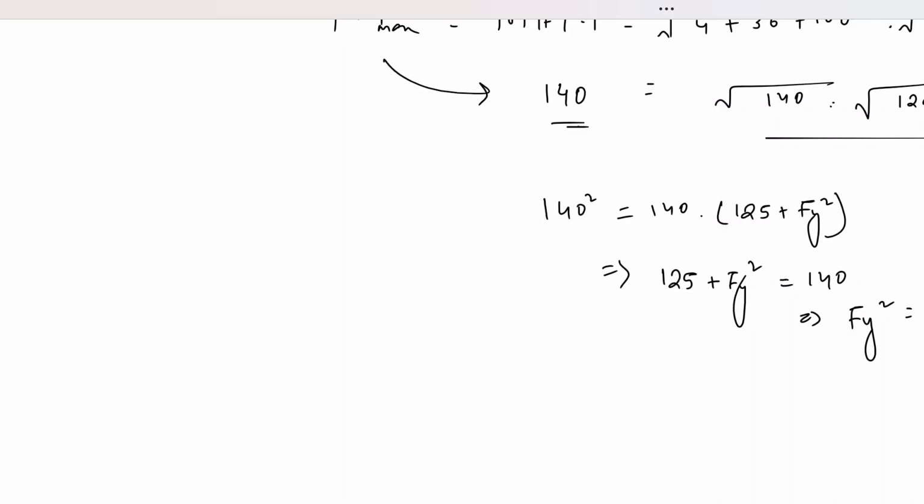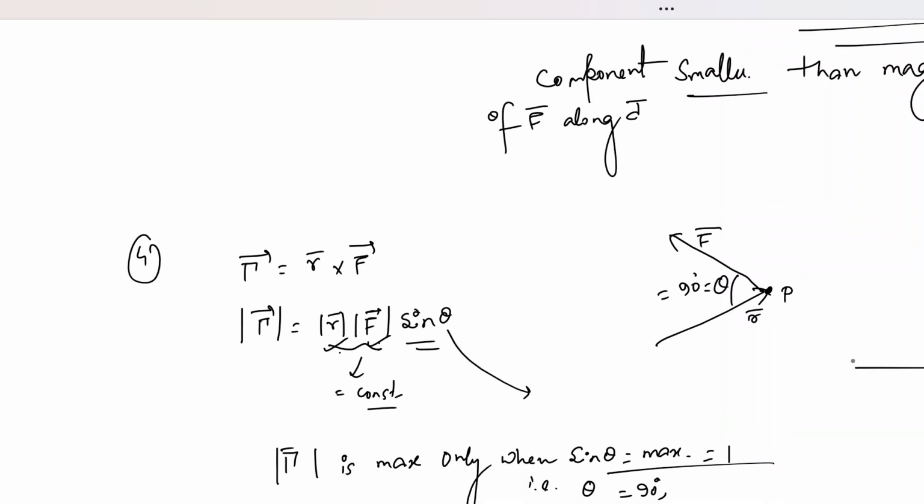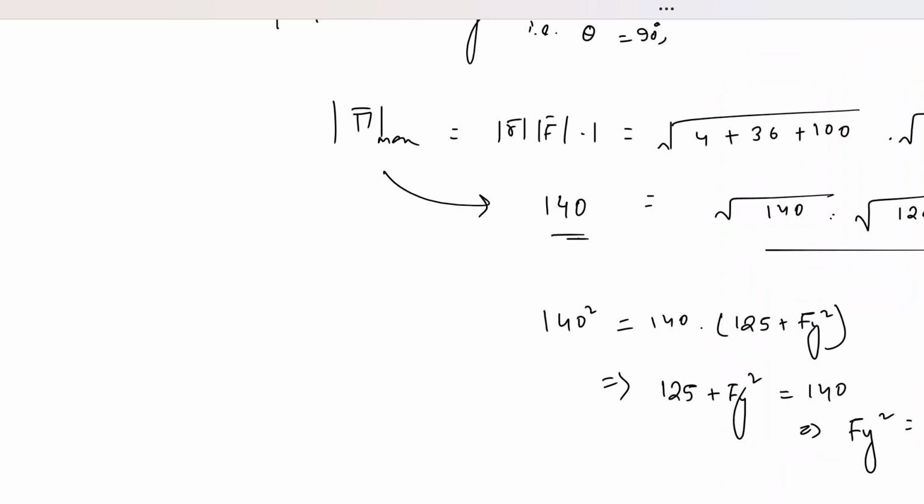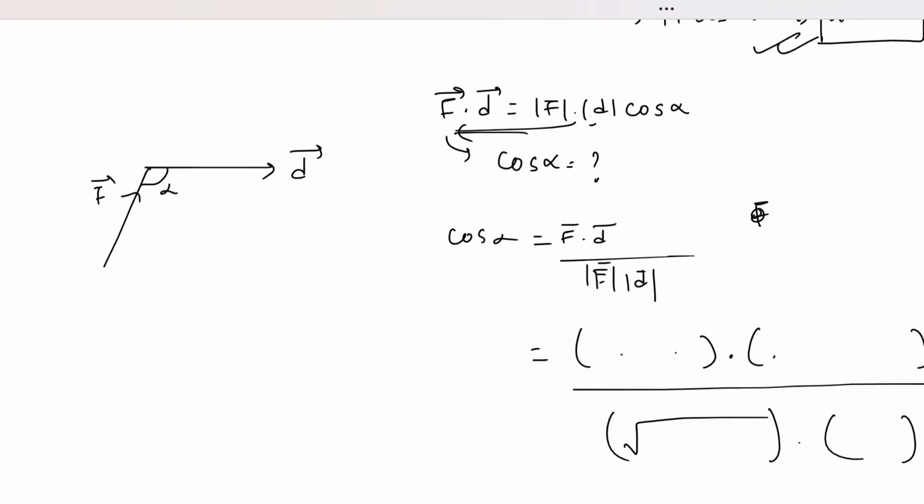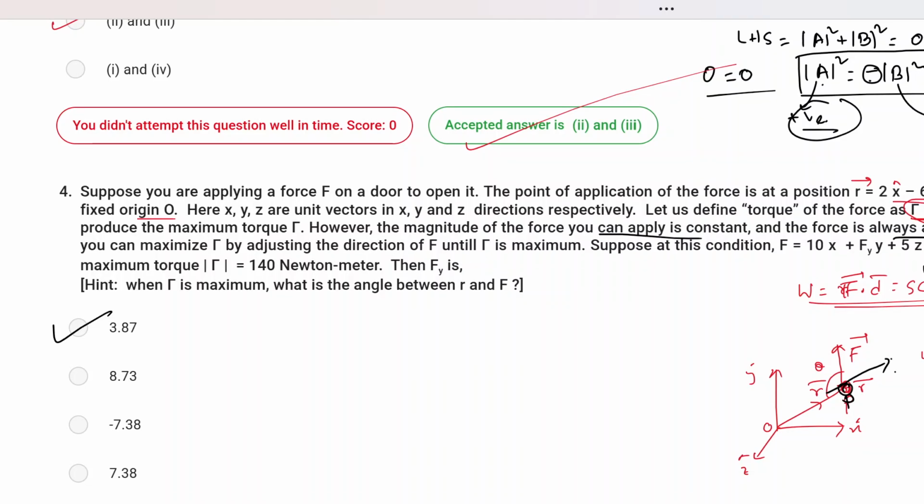So under this condition that you have to have the torque maximum, you can get the value of Fy. Remember, the thing we had to tune in this case is the angle theta. Whenever you have constant r and f that you cannot change, the only way we can maximize this is the tunability of the direction of the force. So by changing theta we could maximize and get to the simple answer that Fy is 3.87 Newton. So we'll pick our correct answer. This is 3.87. Okay, so the correct answer is also this. So 4 is also done.